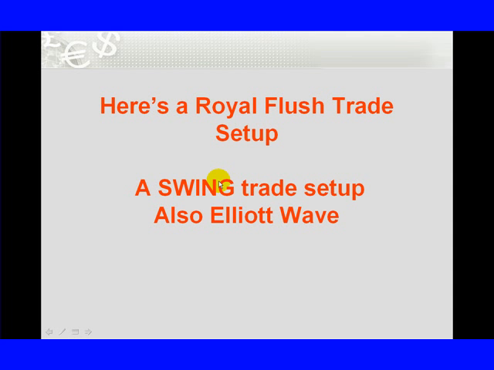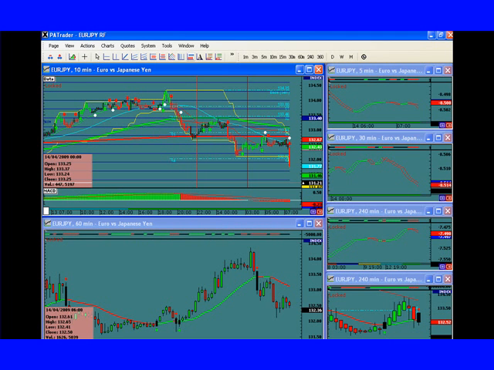Pretty good. Now here's a royal flush trade setup. A royal flush is a swing trade setup. It's also called Elliott wave. All right. So you can see, once again, multiple time compressions to see this move, okay?